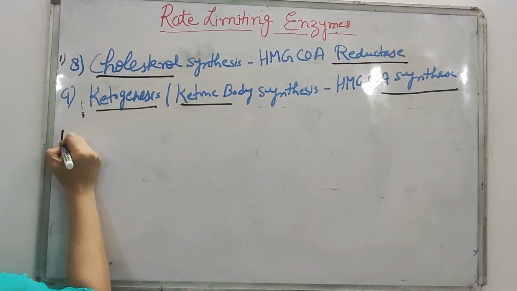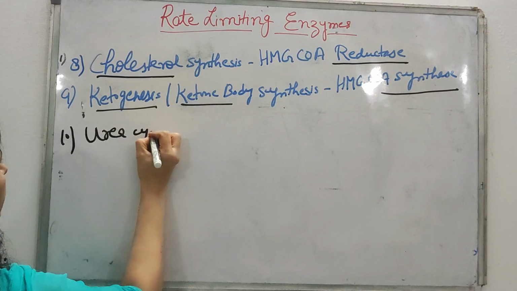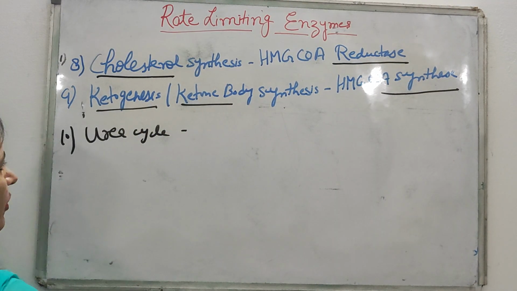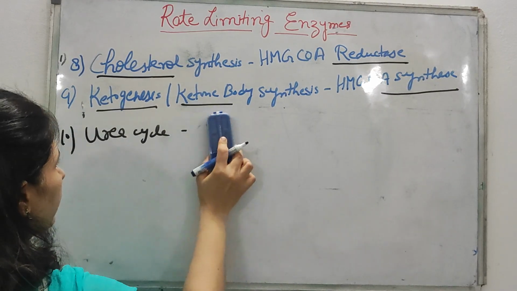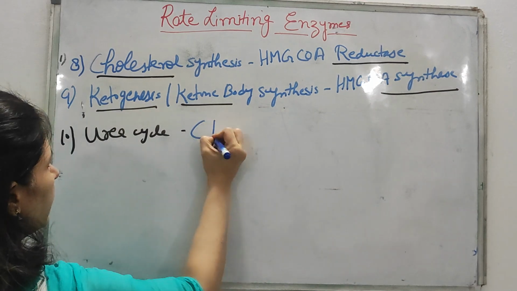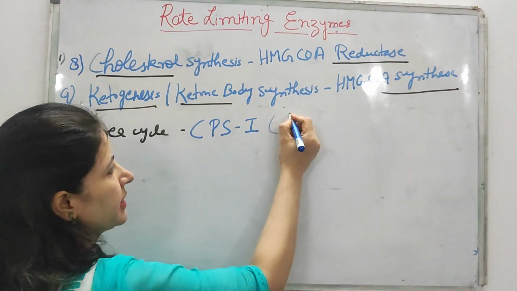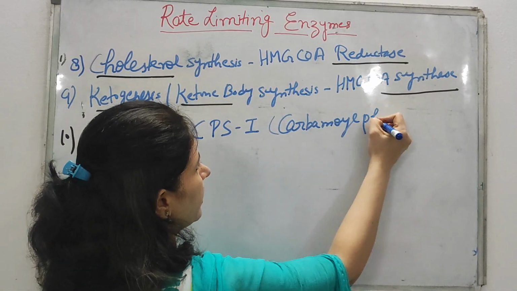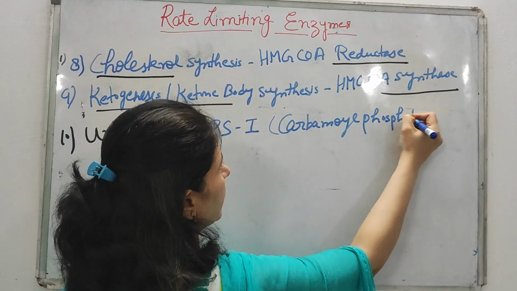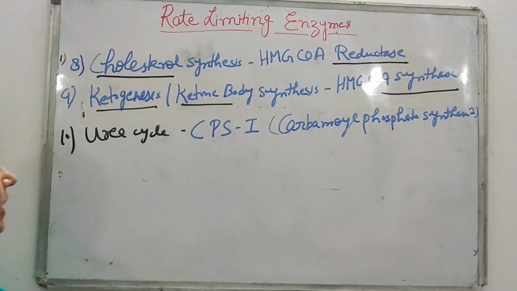Okay, next is the urea cycle. The rate limiting enzyme of the urea cycle is CPS1. What is the full form of CPS1? That is carbamoyl phosphate synthase. For the urea cycle, the rate limiting enzyme is CPS1.